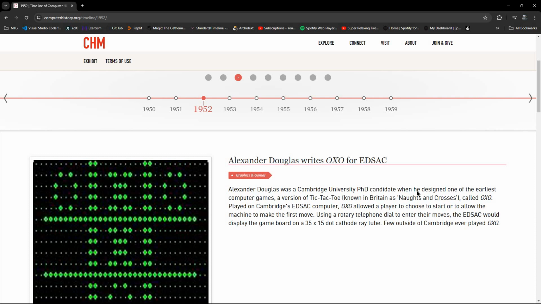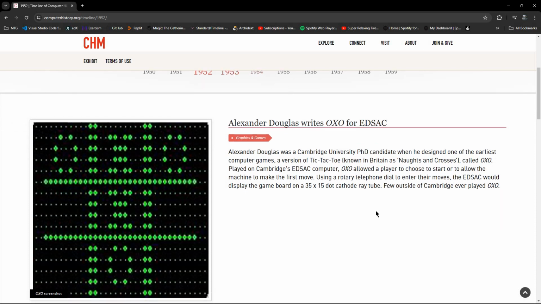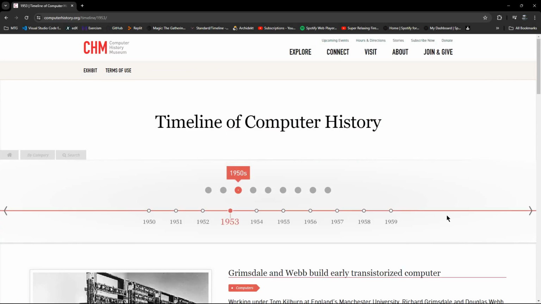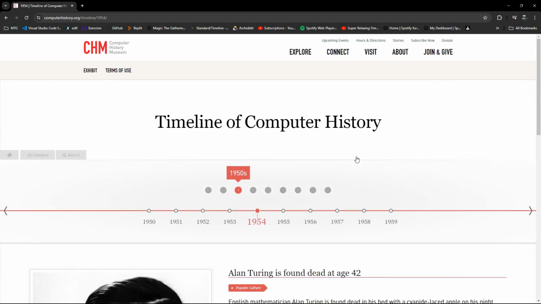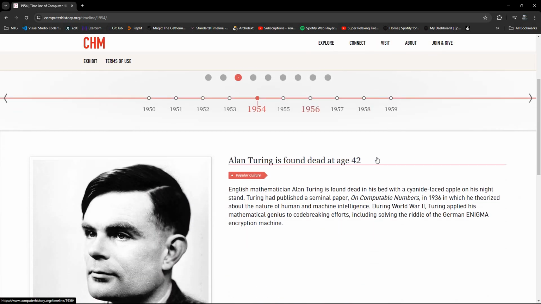There we go, noughts and crosses. Things like that are always a fun challenge. I mean, I haven't done it yet. I should see whether I can come up with a noughts and crosses thing for Prolog. That would be interesting. Yeah, that's the year that Alan Turing sadly died.